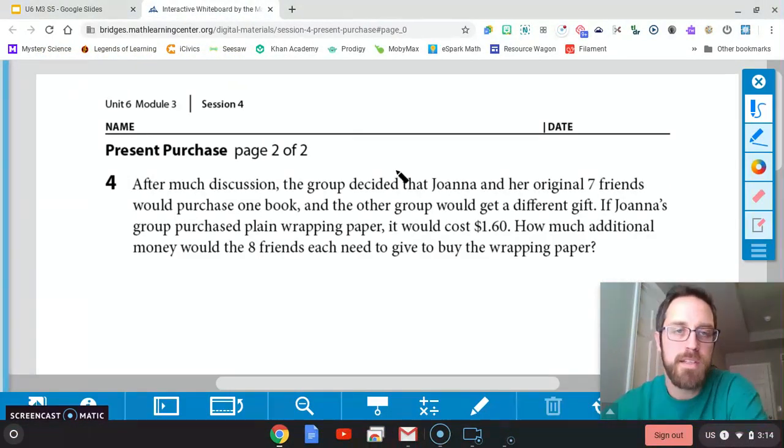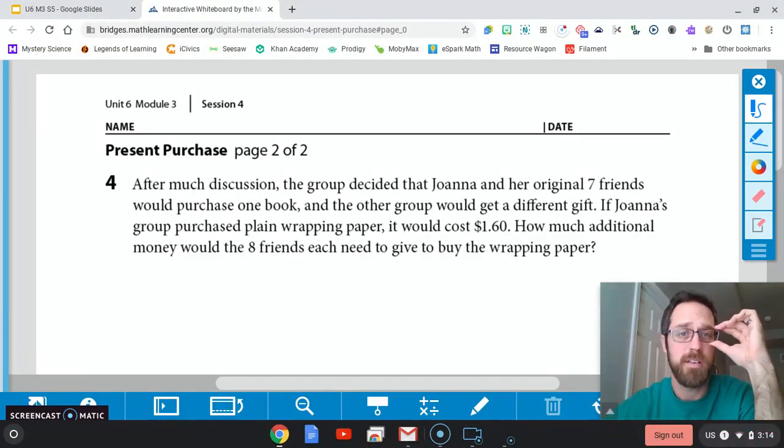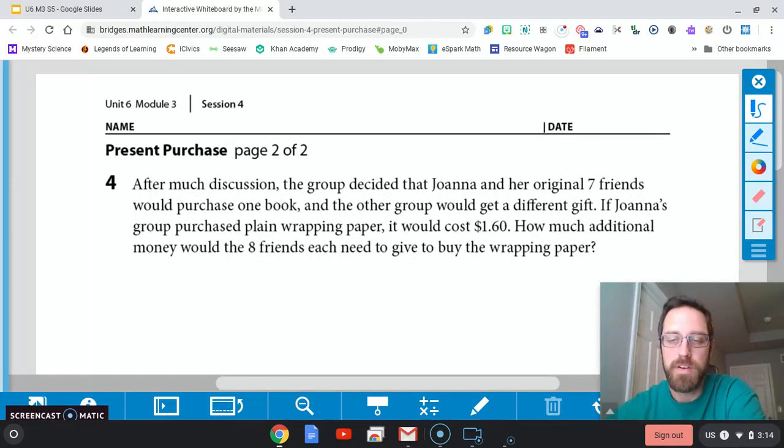Now, again, this is continued from yesterday's lesson of present purchase. We did the first three, looking at what happens when your dividend doubles and your divisor stays the same, or your dividend stays the same and your divisor doubles, and how that affects your quotient. I'm going to give some more examples of that today. So this problem: after much discussion, the group decided that Joanna and her original 7 friends would purchase one book, and the other group would get a different gift.